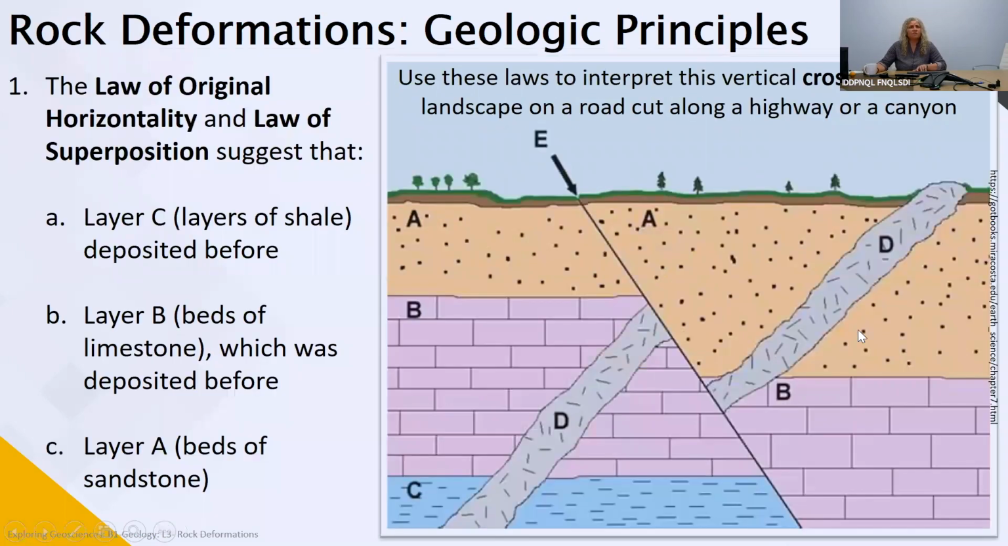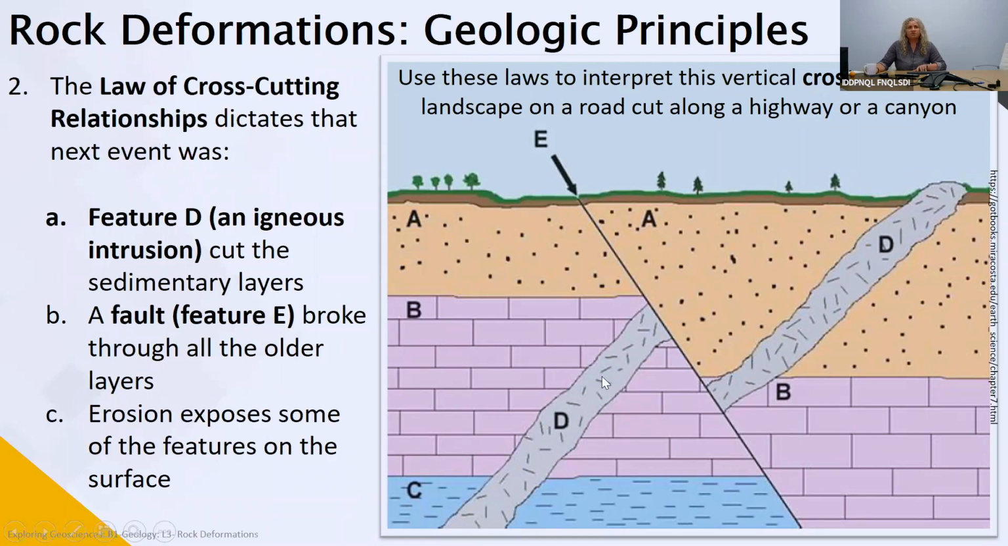So if we take each step one by one, from the law of original horizontality, we see that layer C was deposited before layer B, and B was deposited before layer A, which is pretty logical here because there is no deformation. We see that feature D, which is typical of an intrusion dike, cuts through C, B, and A. And we see that the final feature here, E, which is the fault, broke through all the layers, and that the erosion exposed some of these features on the surface.